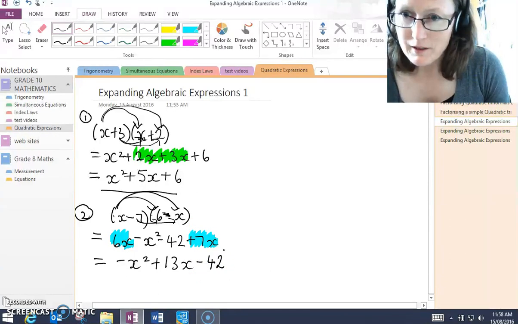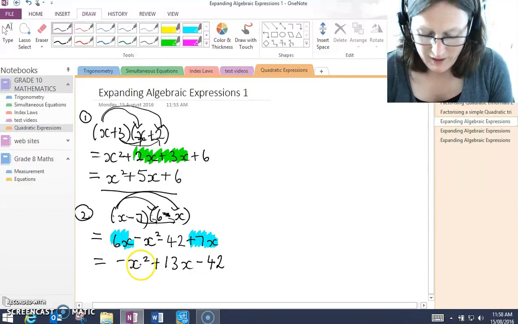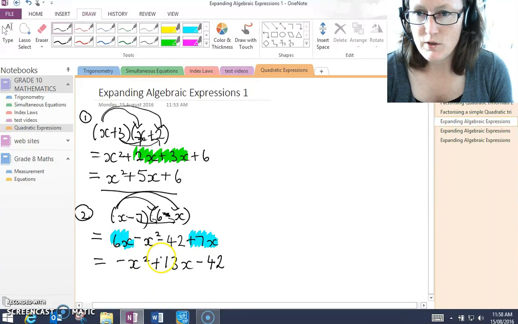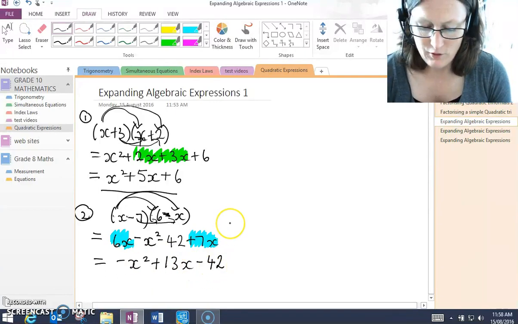The order does not matter, but normally the order that answers are written in is the x squared term, then the x term, and the no x term.